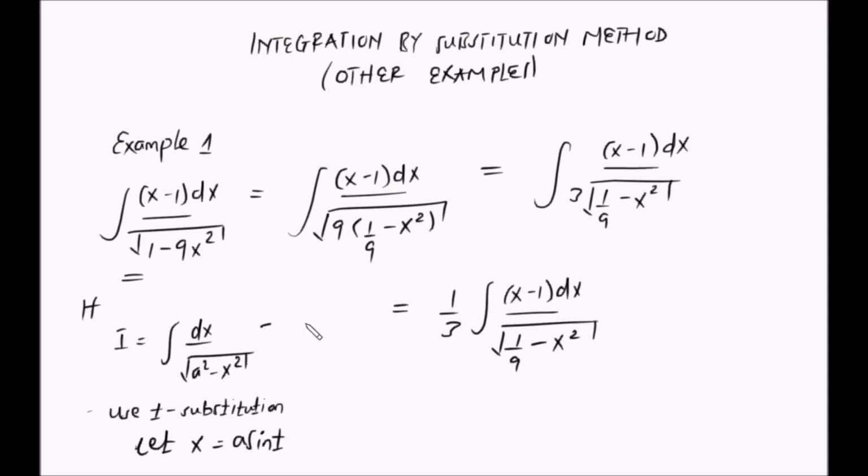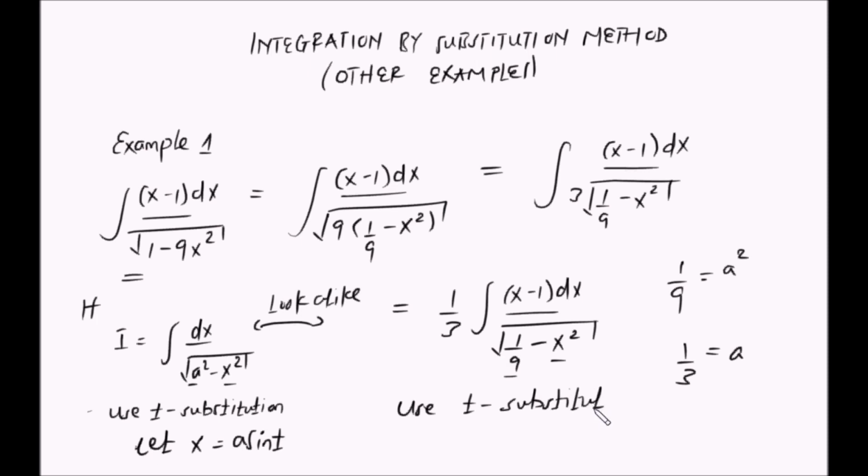Sasa hii sasa, now you can see it looks like this. So they look alike. So hapa chini tuna a square minus x squared, na hapa tuna huyu minus huyu. So huyu 1 over 9 now is like a squared. So you can see nikitafuta square root ya a itakuwa ni 1 over 3. So in this case now we're going to use t-substitution. Ambapo tumesema let x iwe sasa na a, lakini a yetu sasa ni 1 over 3 sin of t.